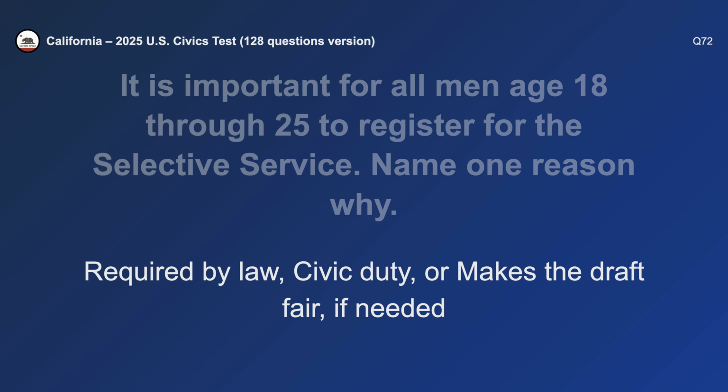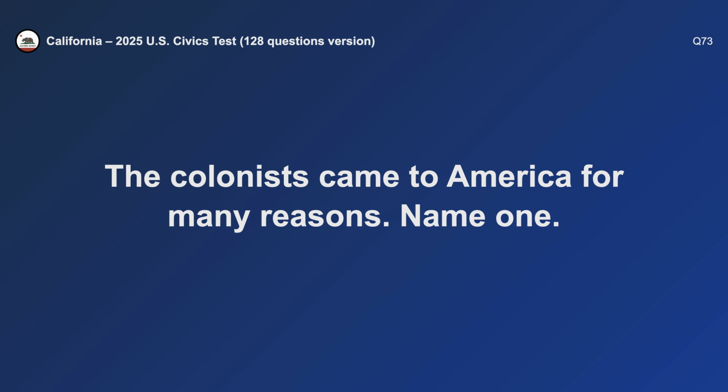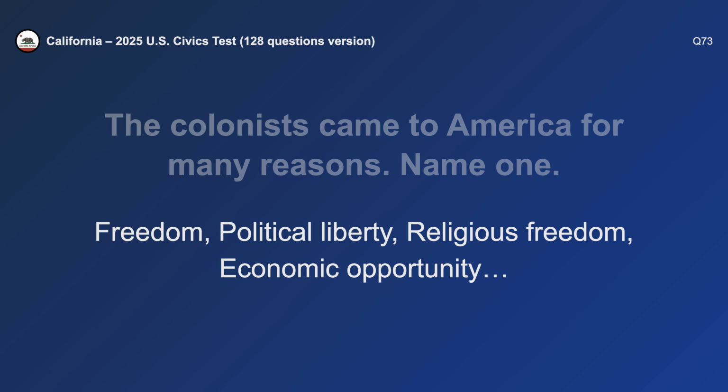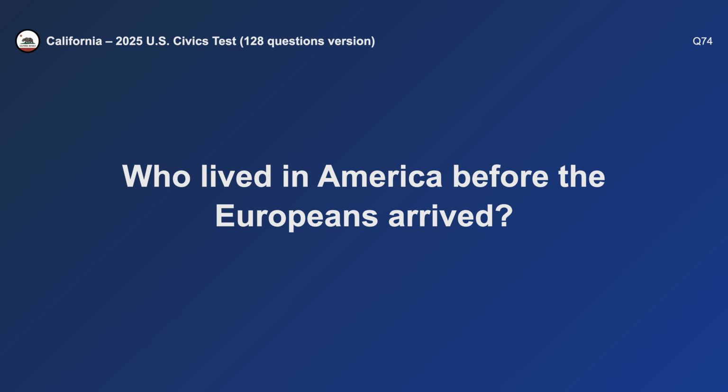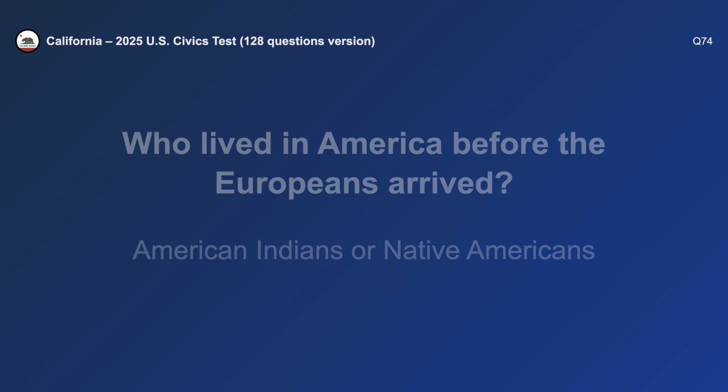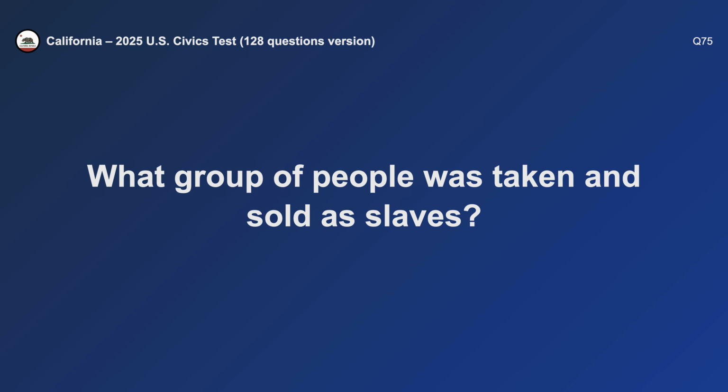Required by law. The colonists came to America for many reasons. Name 1. Freedom. Who lived in America before the Europeans arrived? Native Americans. What group of people was taken and sold as slaves?